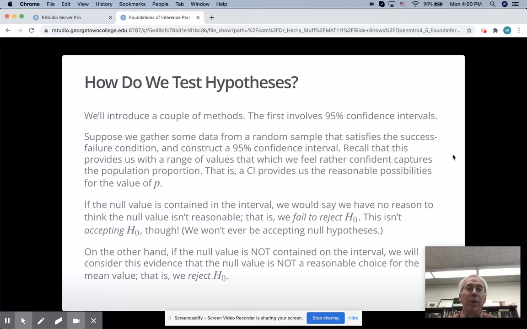If instead the null value is not on the confidence interval, then we would say that the null value is not a reasonable choice for the value of the parameter, and so therefore we will reject the null hypothesis. So our two choices are going to be reject and fail to reject the null hypothesis. So using a confidence interval, null value on the confidence interval, fail to reject. Null value not on the confidence interval, then we reject the null hypothesis.